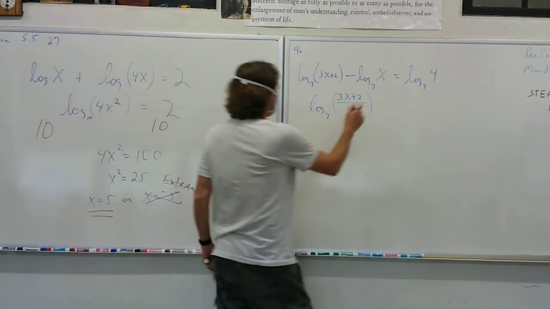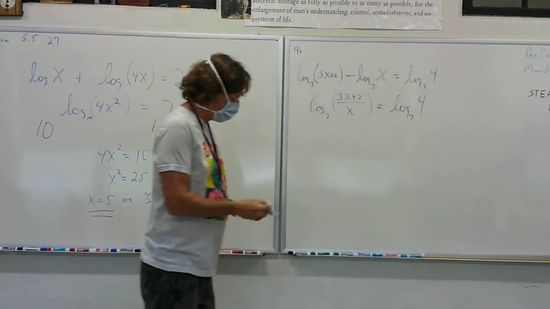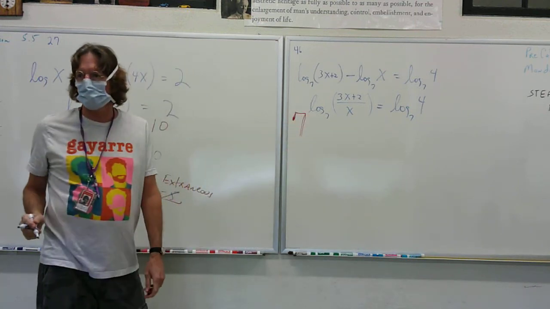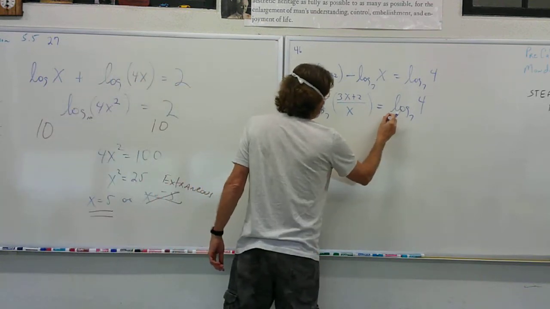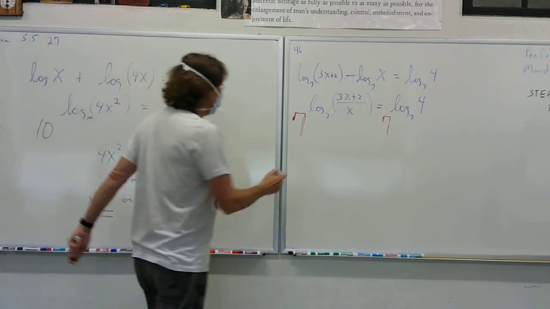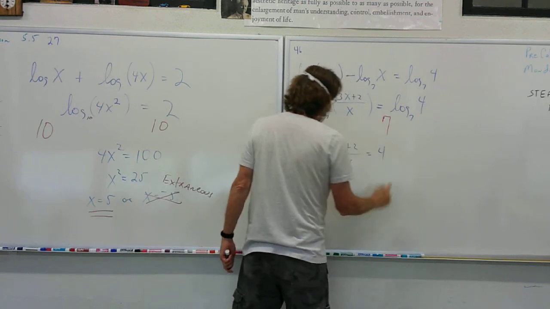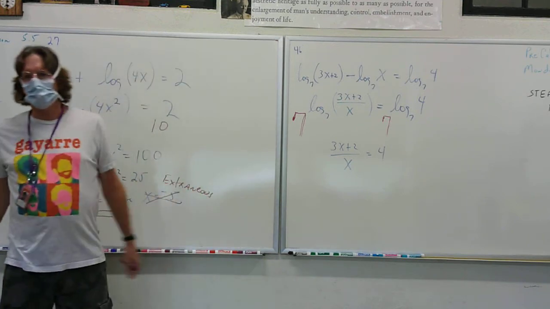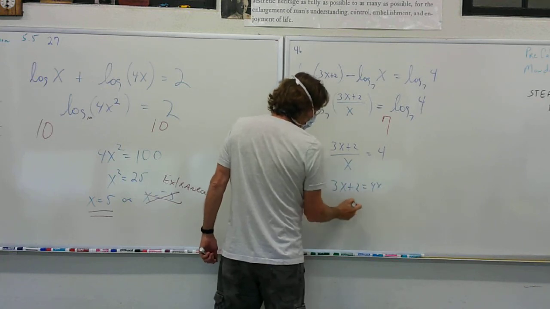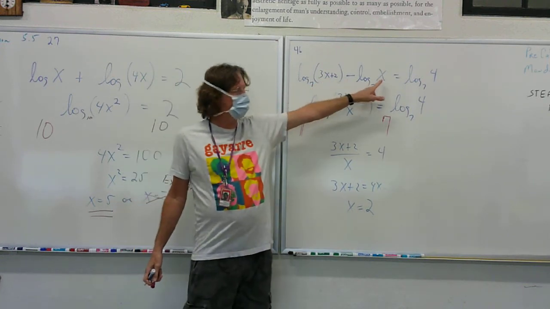Then it equals log base 7 of 4. Folks, you're going to put a 7 here and a 7 right there. And when you do that, 3x plus 2 over x equals 4. Then multiply both sides by x. 3x plus 2 equals 4x, and x equals 2. And if you test the 2, it's okay because that would be positive.